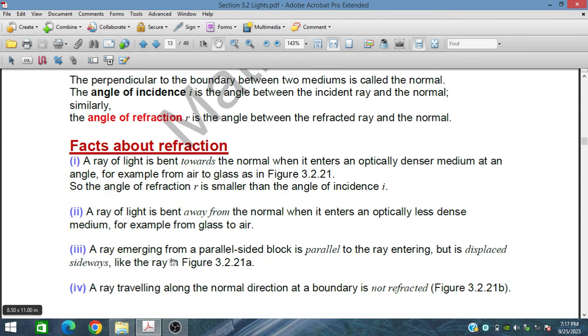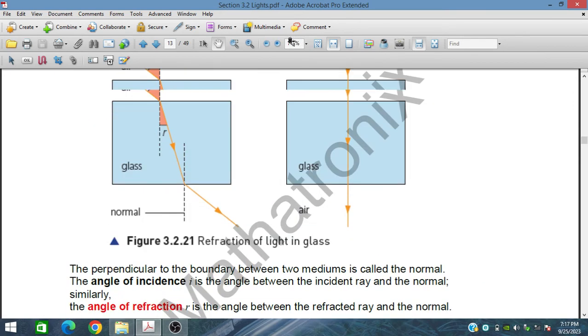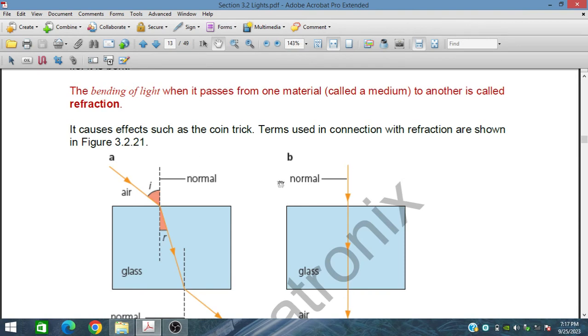This is the third part. A ray emerging from a parallel-sided block is parallel to the ray entering, but is displaced sideways. Similarly, if another ray comes at this point, it will again be parallel on this side and this side. Similarly, it can also be in a parallel angle, parallel rays.